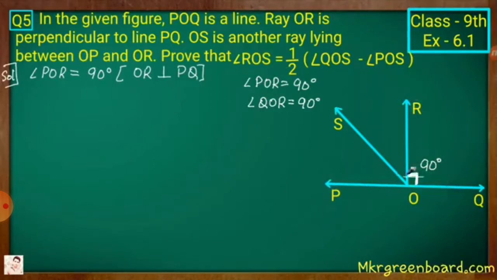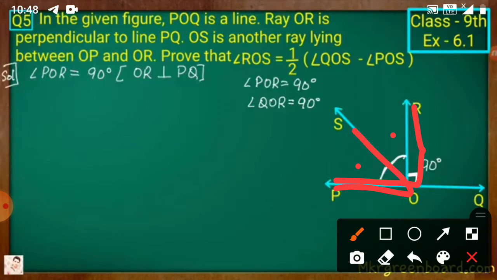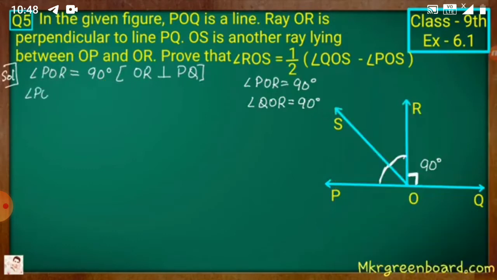See here, angle POR, here two angles are there. Angle POR is 90 degrees, but here two angles are there. So we need to write angle POS plus angle ROS. That is also the same as POR, only 90 degrees. But now we are splitting these two angles because OS is given in the middle. Angle POS plus ROS equals 90 degrees.